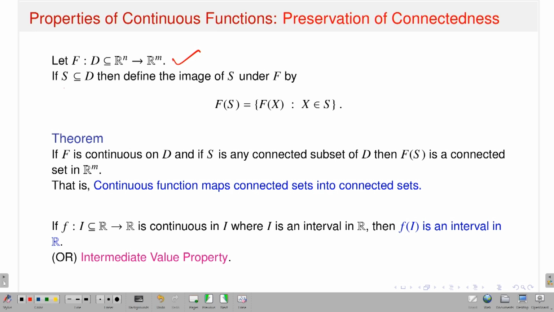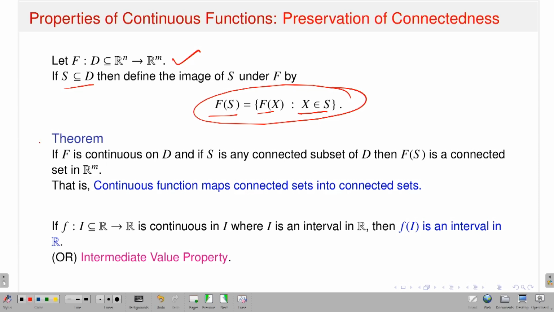Now, if I take any set S, S a subset of D, this is called the image of f at x, which is nothing but the value of f at x where x is running over S. That is the image of S under the map F, or capital F acting on S.